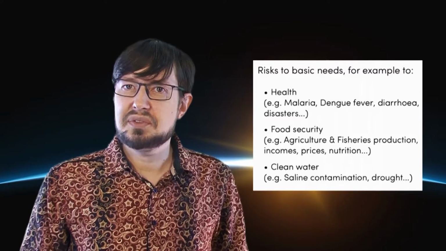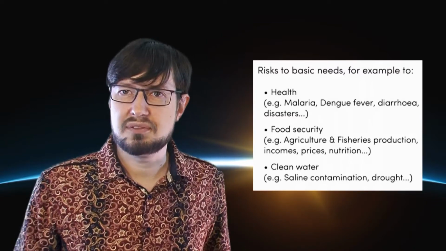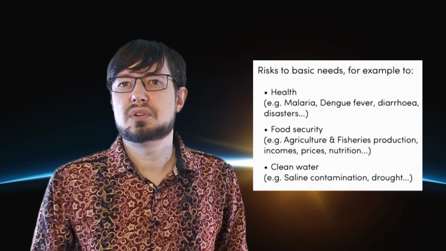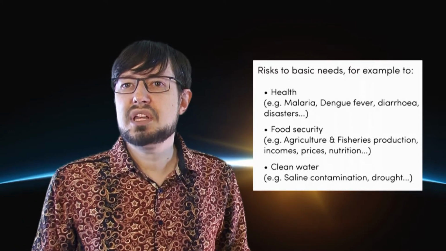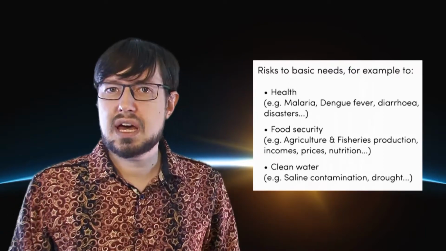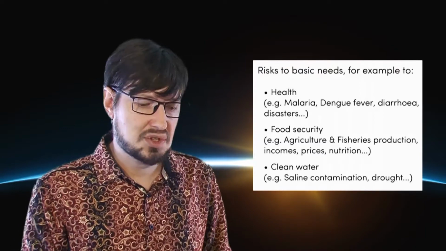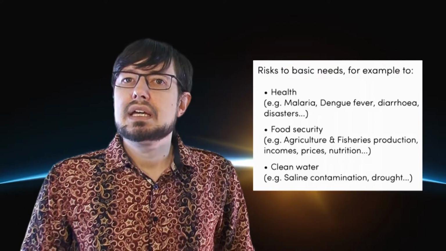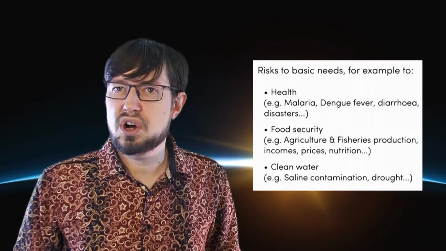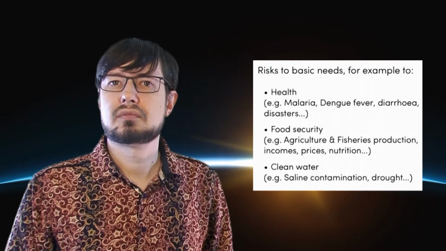Food security. If a flood comes in and wipes out your agricultural production, you're pretty much done. You'll rely on foreign aid for a while. It can also mean your fisheries are damaged. Maybe all your fishing boats are damaged, and so maybe for days, weeks, you're completely paralyzed in a sector. It can also mean danger to clean water because you have saline contamination and drought.